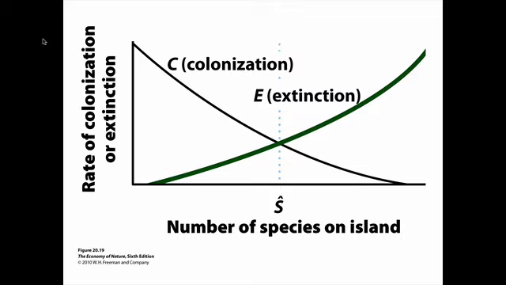So the thing to focus on here is not the rate of arrivals. It's whether the arrivals represent a new species. If you have a bunch of species on the island already, then very few of the dispersers that arrive are going to represent a new species. So this is the colonization rate of new species on the island.